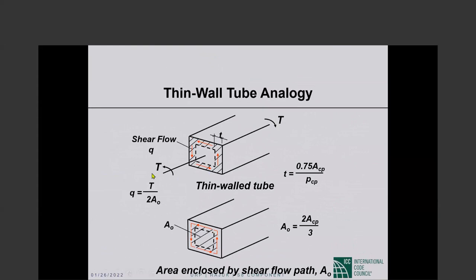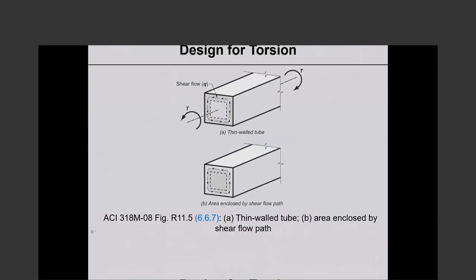This is the torsion that is twisting the member, causing shear stress in the walls of the thin-walled tube. The P sub cp and A sub cp I have explained to you. The q shear flow is T over 2 A sub 0, as was written on the next page. This is from strength of materials basically, okay, and the thickness of the tube is 3/4 of the area enclosed, A sub cp, divided by P sub cp, and A sub 0 is 2/3 of A sub cp. Okay, those are the relationships defining the thin wall tube of ACI 318.